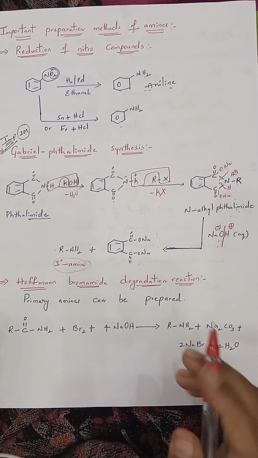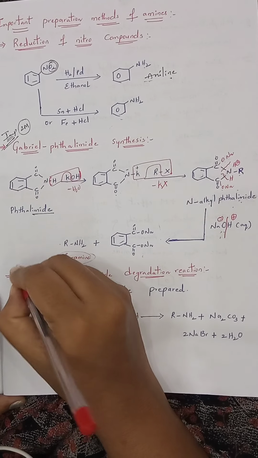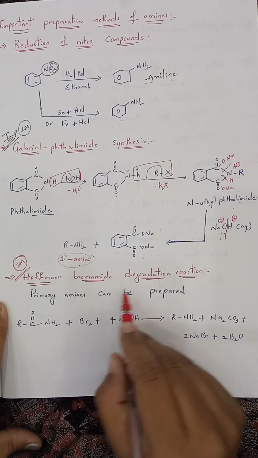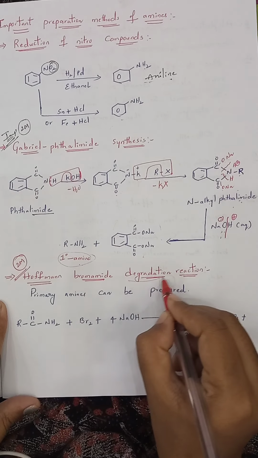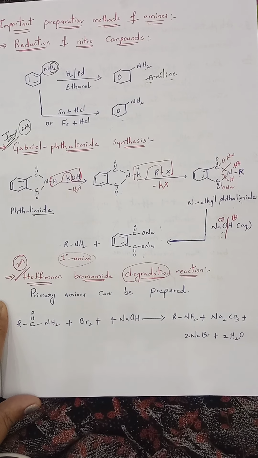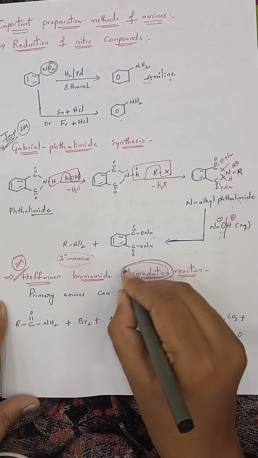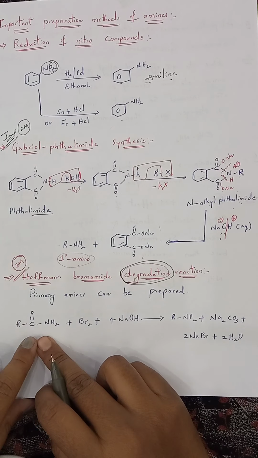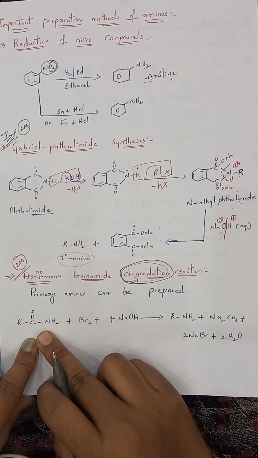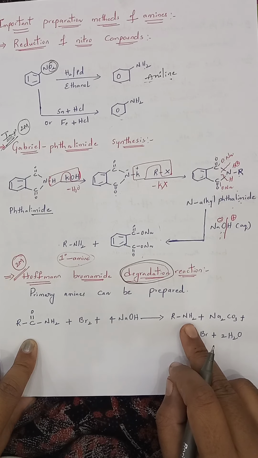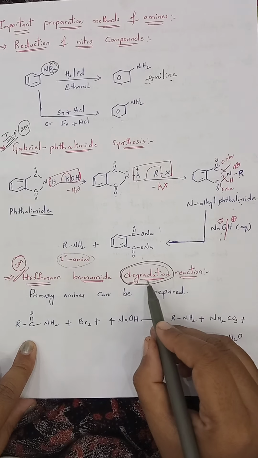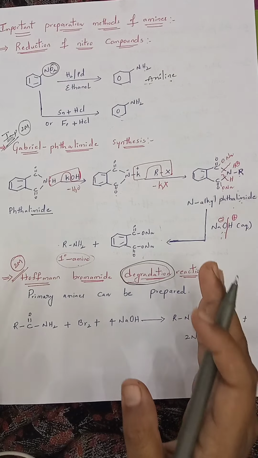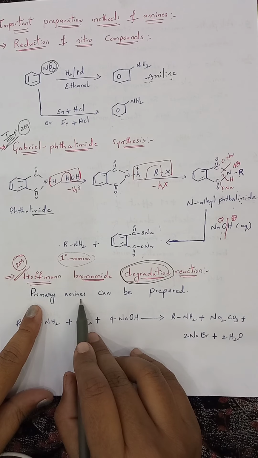Okay, and the next most important question for 2 marks. Again, it is very important for 2 marks. Hofmann bromamide degradation reaction. Degradation, the name itself indicates that here we will get an amine which contains one carbon atom less than the corresponding reactant. You get a compound here which has one less carbon, so we can call it a degradation reaction. This method is especially meant for the preparation of primary amines.